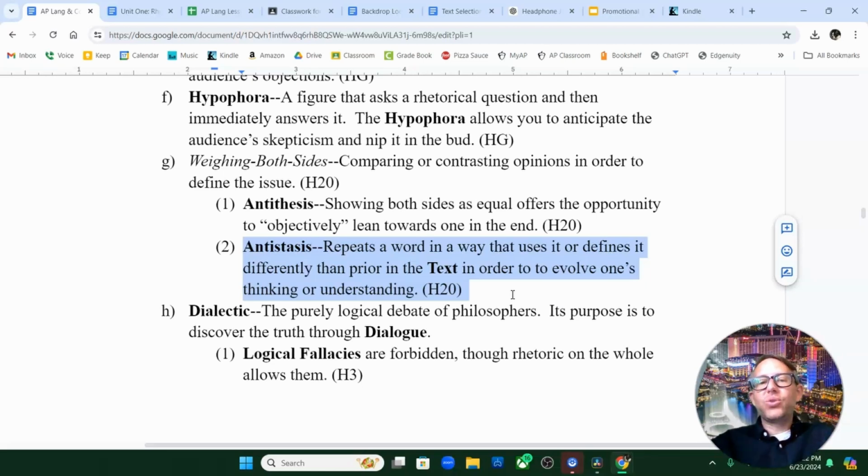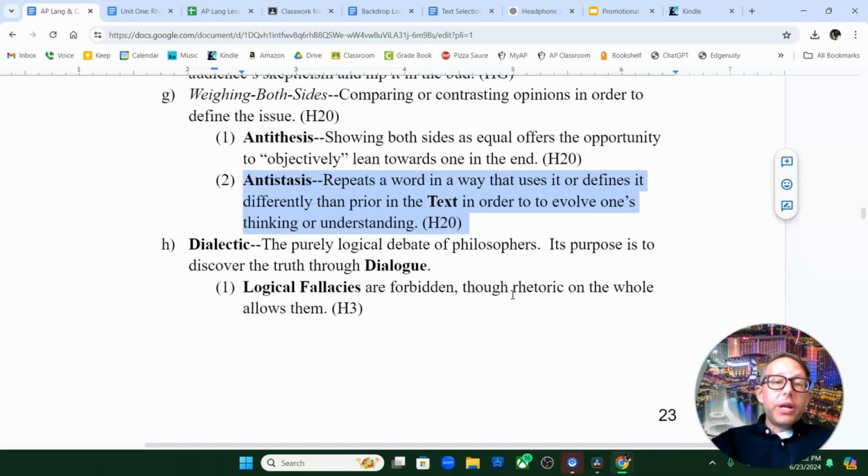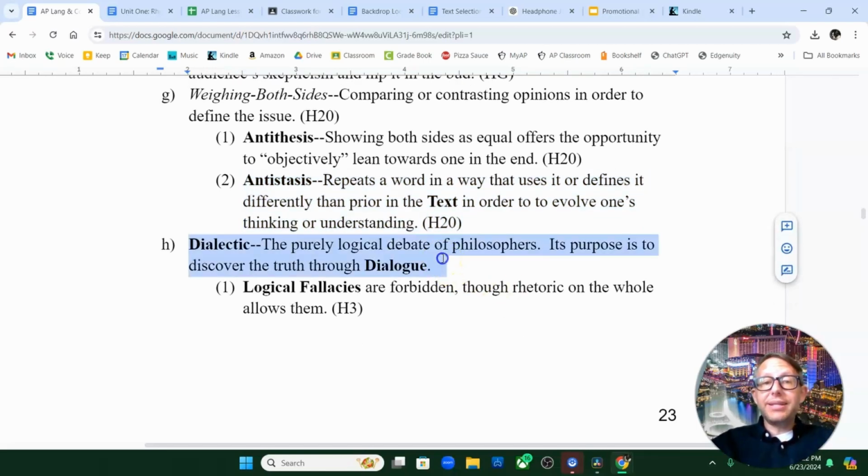So that word hang, using it as two different parts of speech or having two different types of meaning in that particular context, that's what antithesis is all about in that case, all right? Now, we bring up in this case, just so that you're on the same page with all this business, this concept of dialectic, okay? Which a lot of times people will talk about. It's first off a noun, as it says there, the purely logical debate of philosophers, the purpose of which is to discover the truth through dialogue.